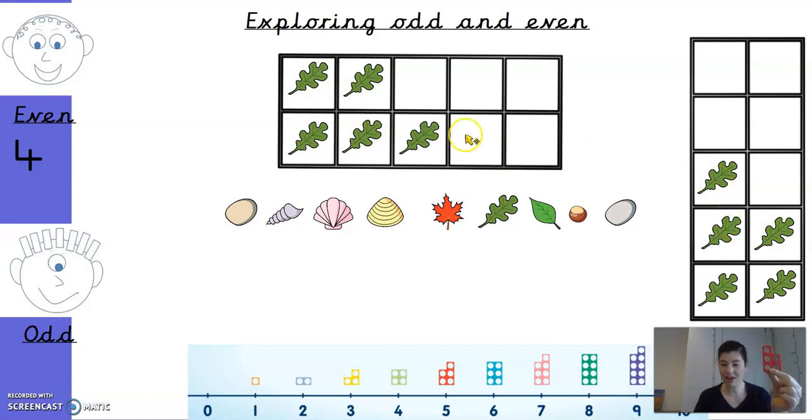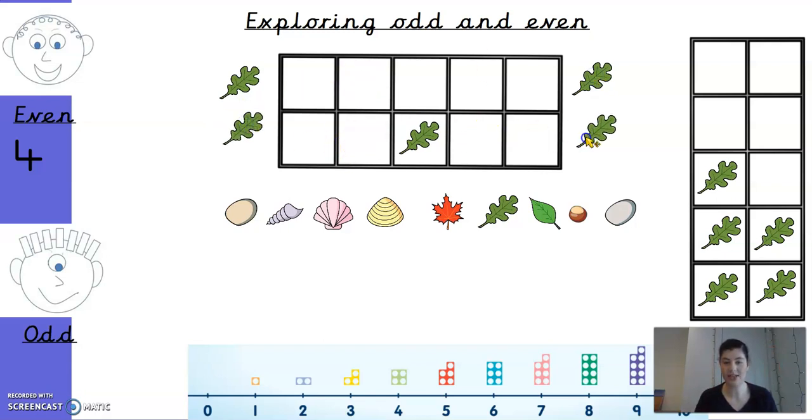Now, can we share out our 5 equally? Shall we try it? Ready? 1 on this side, 1 on that side. So I'll put this down. 1 on this side, 1 on this side, 1 on this side. Oh, what's happened? We can't share it out fairly. That means it's what? An even number or an odd number? It's an odd number. Let's pop it under odd Todd.